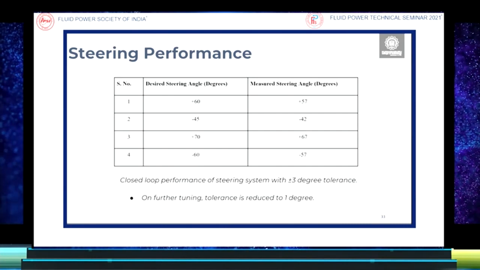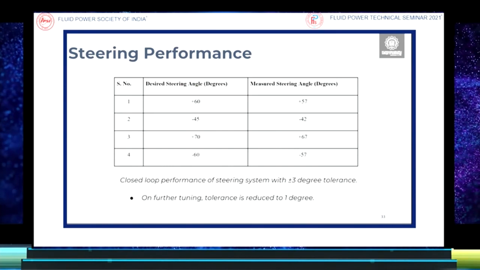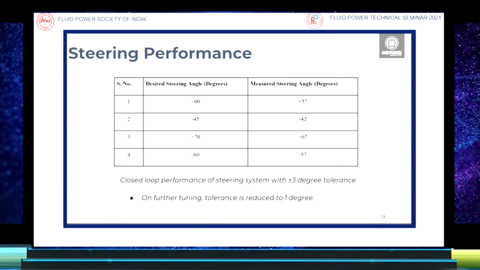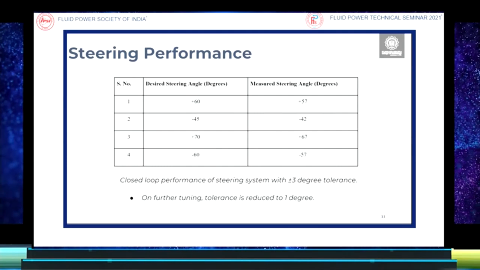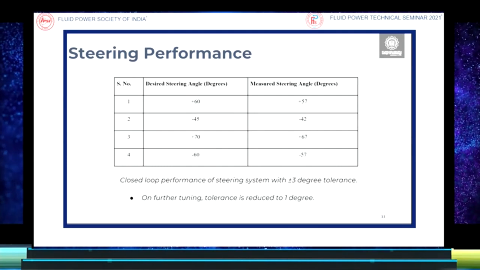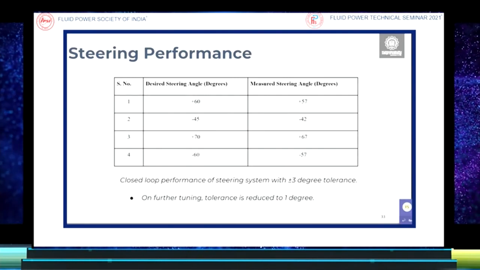Now this is our results. And now we are working on reducing our tolerance to 1 degree so that we will not have much problem of frequent fluctuation, where the motor keeps moving from one side to the other. To avoid that, we kept our tolerance level at 3 degrees. Of course, it will be reduced to 1 degree shortly.